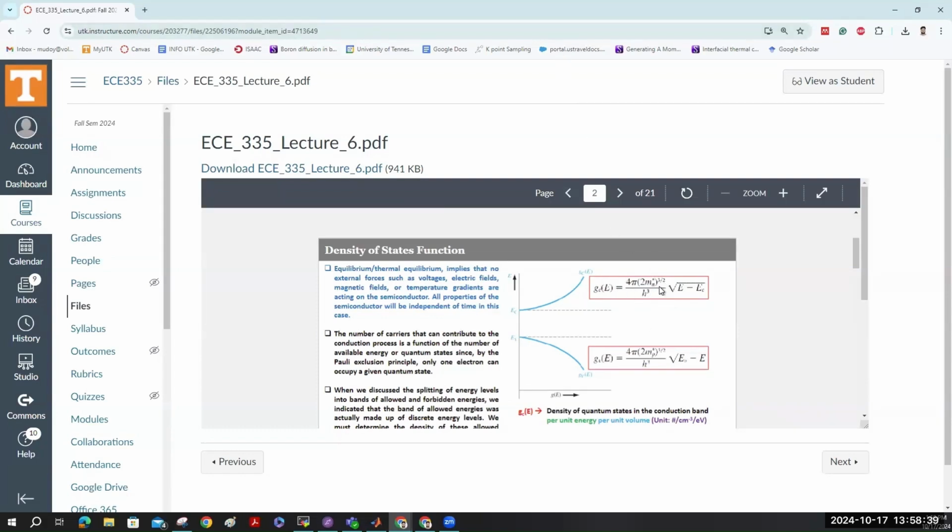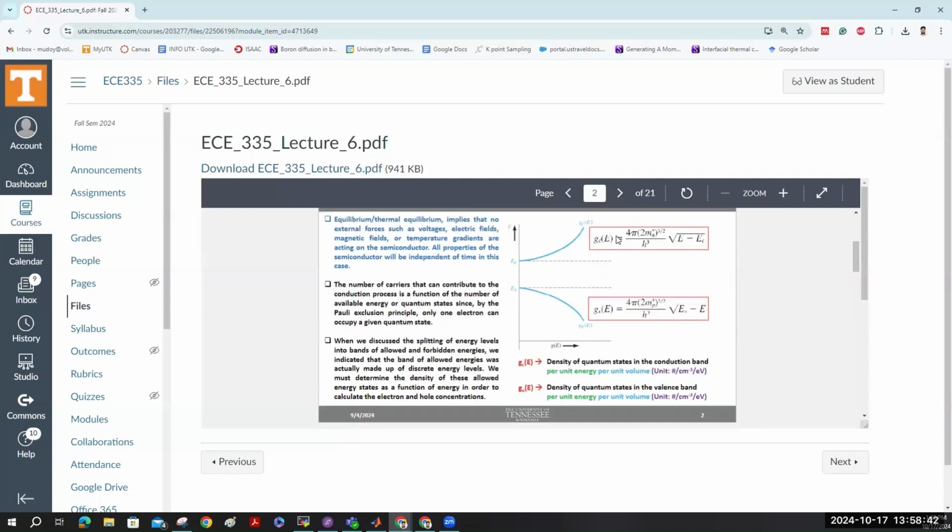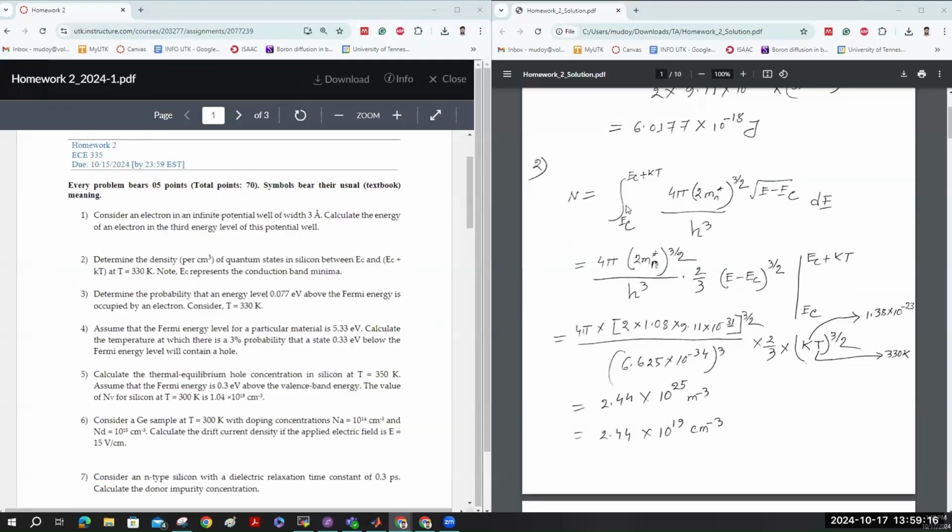This is because this is density of states, or quantum states, per centimeter cube per electron volt, or per unit energy density of states. But in the question of homework 2, you have to determine the density of states in all the energy levels between EC and EC plus kT. So not for a single energy level or per unit energy. So you have to integrate this from EC to EC plus kT.